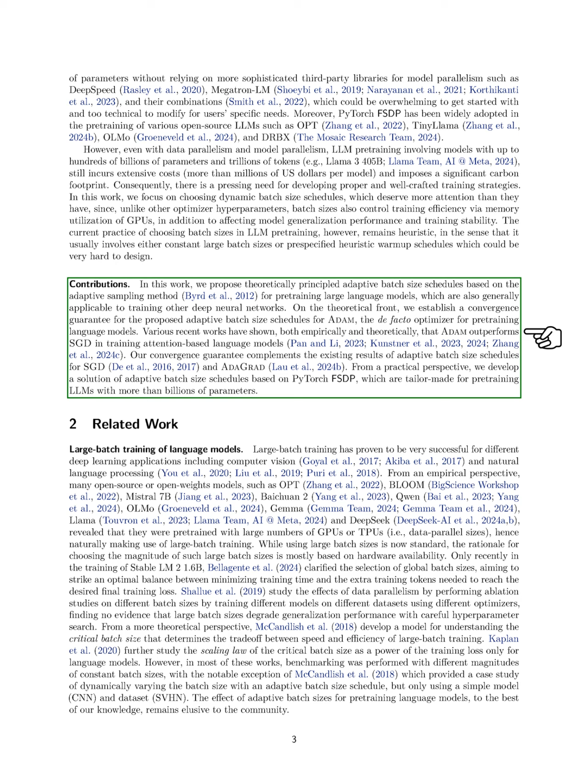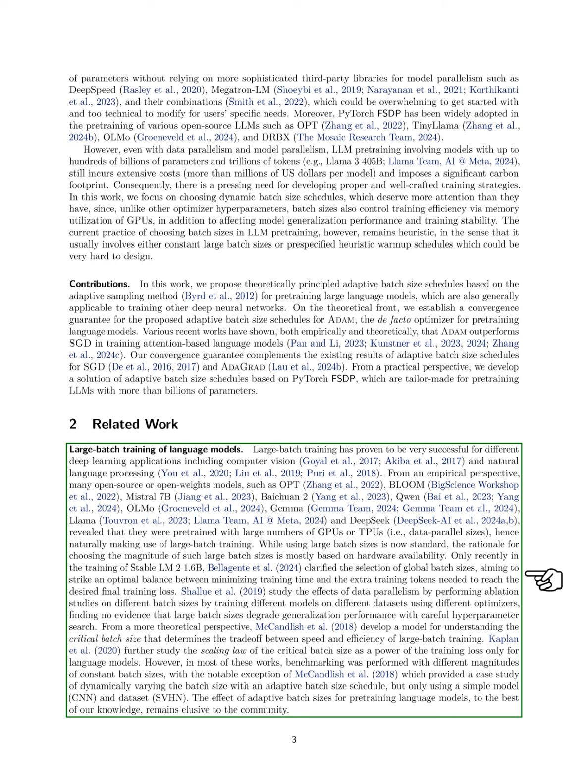Previous studies have shown that ADAM generally performs better than SGD for training attention-based language models. Our convergence guarantee adds to the existing knowledge on adaptive batch size schedules for SGD and ADAGRAD. From a practical standpoint, we have developed adaptive batch size schedules using PyTorch FSDP, specifically designed for pre-training large language models with billions of parameters.